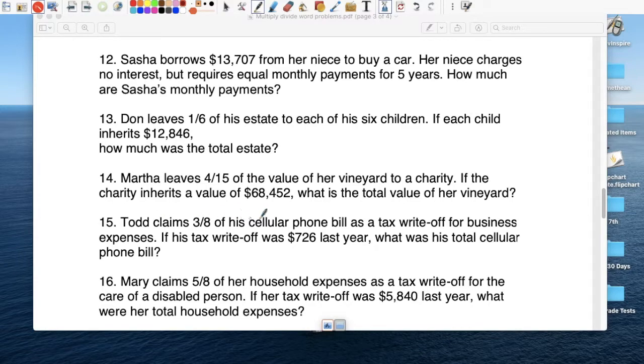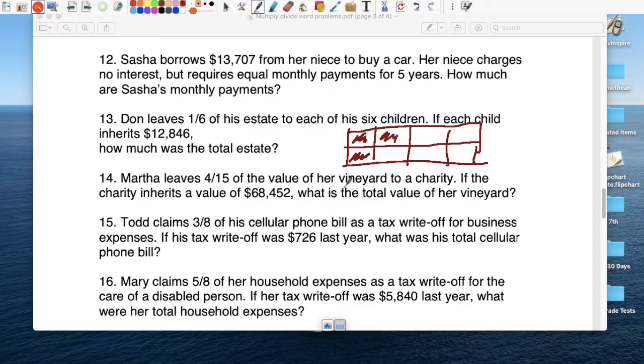Todd claims 3/8 of his cell phone bill as a tax-free write-off for his business expenses. He's trying. Okay, so again, think of something that's divided into 8 parts. 1, 2, 3, 4, 5, 6, 7, 8. So if I tell you that these 3 parts, each 1/8, equal $726, can you figure out what the total is?